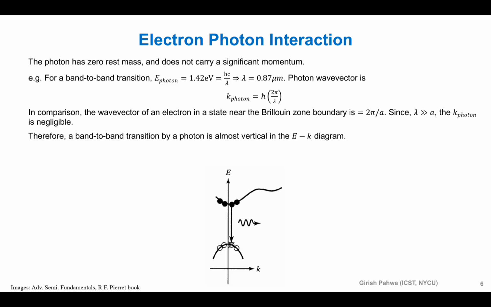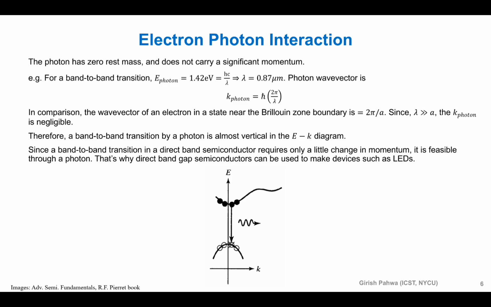So direct band gap semiconductors are going to be very useful for making photonic devices like LEDs. An LED is made up of gallium arsenide. Why? Because it can release the energy in the form of light. It's feasible. Silicon will not give you light, because this process is not feasible. Silicon will give you heat mostly.